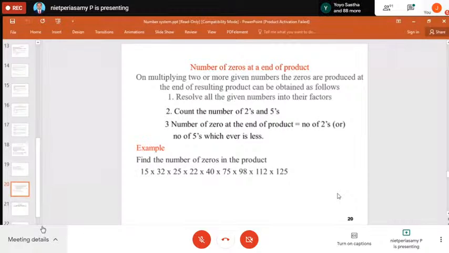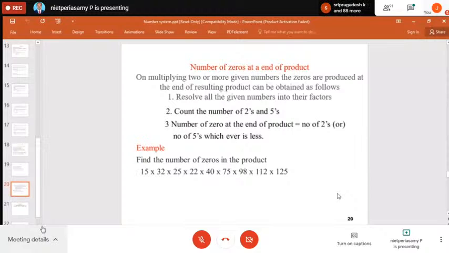Next, 75. 75 can be written as 5 cube. Next one is 98. 98 can be written as 2 into 49. Then the next one is 112.